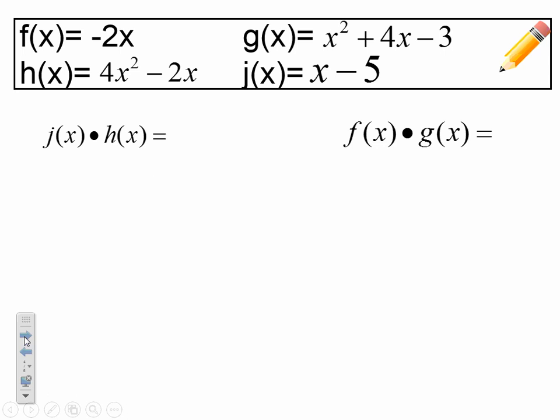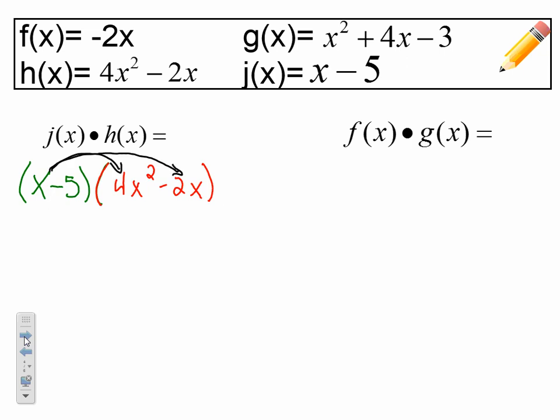First thing we're going to do is take our j of x. Our j of x is x minus 5. And we're going to multiply it by h of x, which is 4x squared minus 2x. And we're going to have to use our distributive property again. But this time we have to do both of them. So we're going to do the x first. We're going to take x times 4x squared, which is going to give us 4x cubed, because we add our exponents together, making them larger. Now we have x times negative 2x, so we're going to get negative 2x squared.